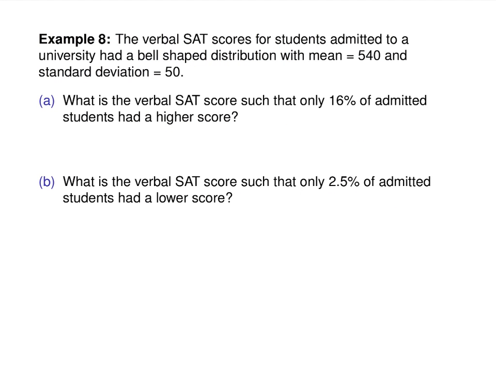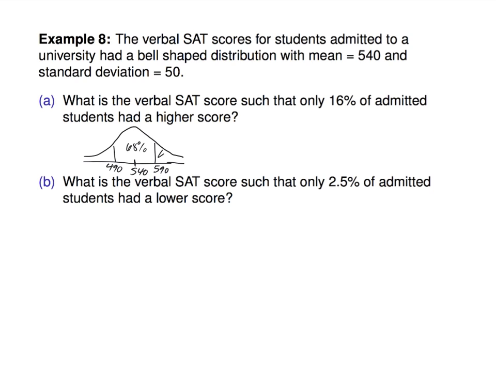So, SAT scores. The verbal SAT scores for students admitted to a university is a bell-shaped distribution with a mean of 540 and a standard deviation of 50. So what is the SAT score such that only 16% of people had a higher score? The middle is 540. Then one standard deviation above is 590, and one below is 490, right? And in that middle are 68% of people, yes?